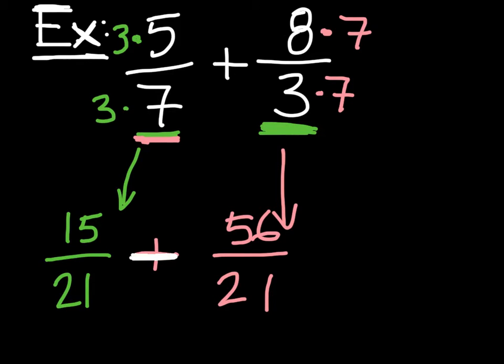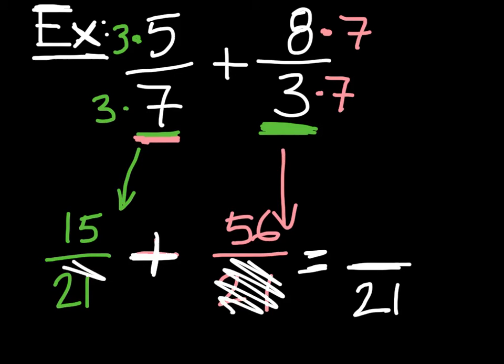I'll add them. Since I'm adding, what is my denominator going to be? 21. Why? Because it's common. So how do I find the numerator? Add them together. Again, I can ignore these now. I just do 15 plus 56.